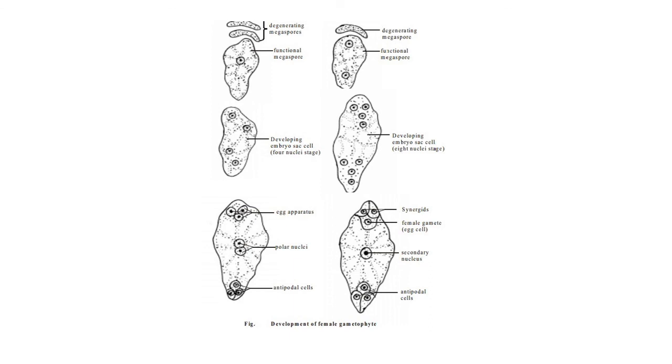Then bisporic type, where the embryo sac develops from a dyad. A dyad is equal to two nuclei. So here also it is of two types. One is Allium type and another one is Endymion type. If the chalazal dyad becomes functional, it is Allium type, and if the micropylar dyad becomes functional, then it is the Endymion type. So this is today's lesson. In our next class, we will see tetrasporic types of embryo sac development. Thank you.